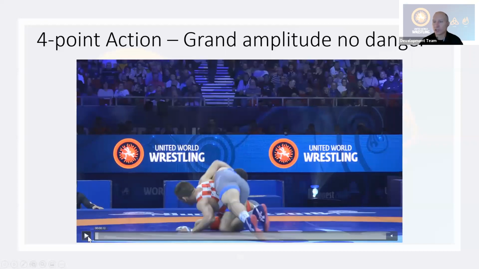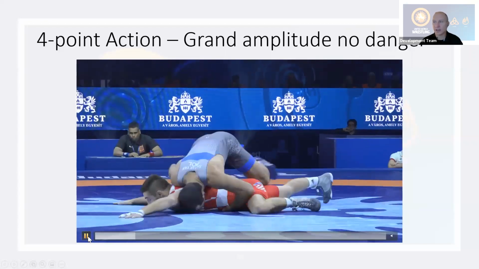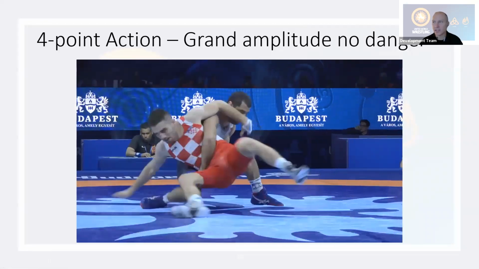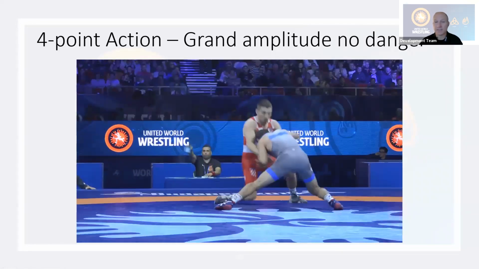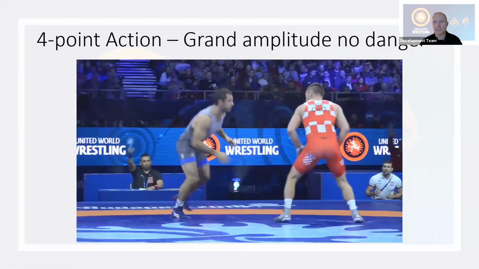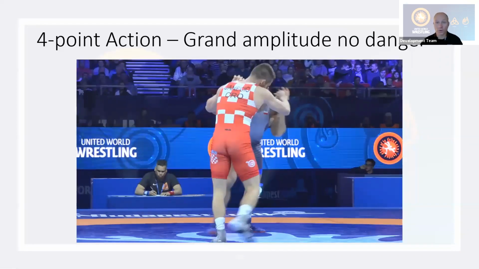Again, just a really good look at this. And I think anytime you see, like in Greco-Roman, a reverse lift and a rotation up like this, if they land in danger, it's going to be 5. If they don't, it's going to be 4. And a lot of times, in this particular scenario, they over-rotate them many times and they land on their chest. So in this case, grand amplitude, no danger.